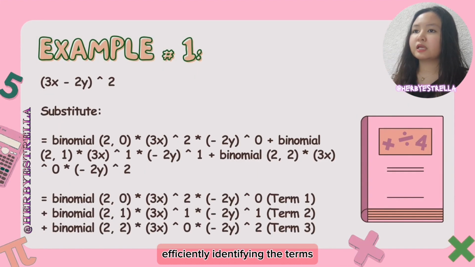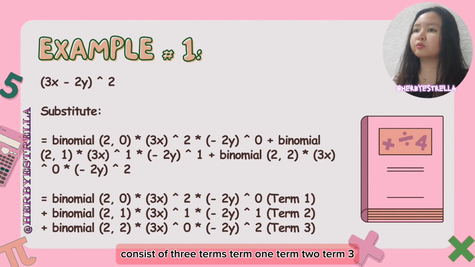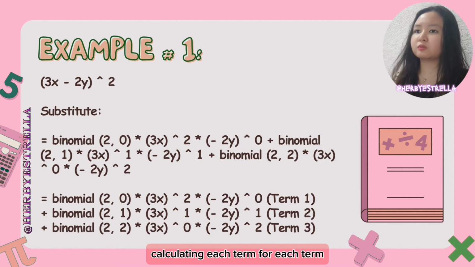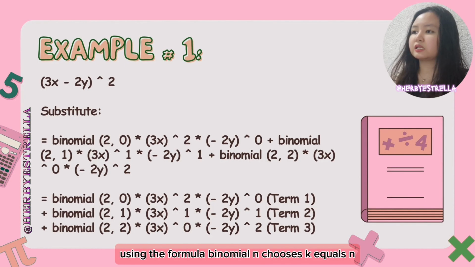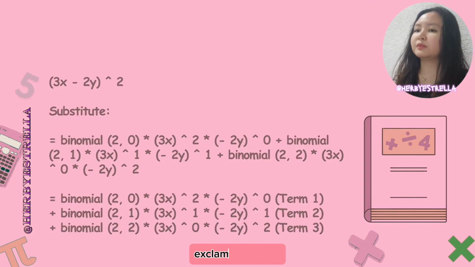Identifying the terms, the expansion of (3x - 2y)^2 consists of 3 terms: term 1, term 2, and term 3. Calculating each term, for each term, determine the binomial coefficient using the formula C(n, k) equals n! divided by k!(n-k)!.